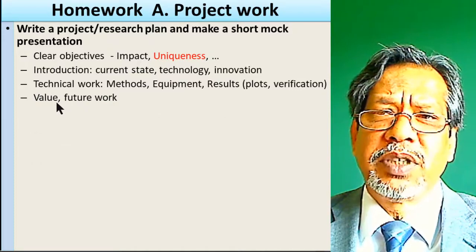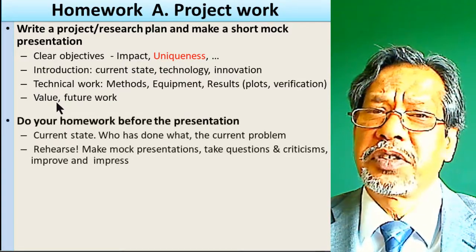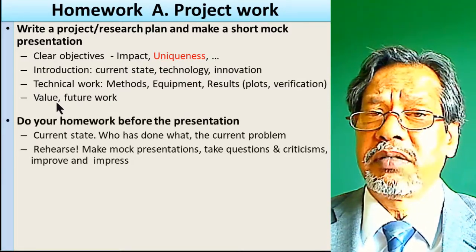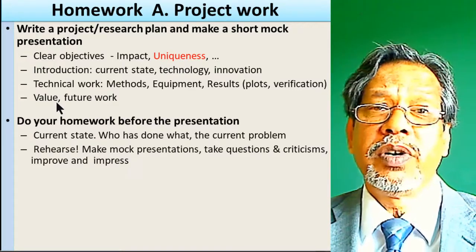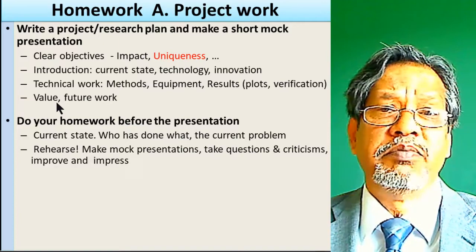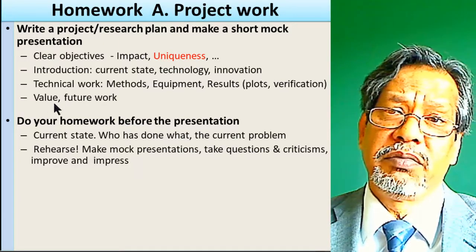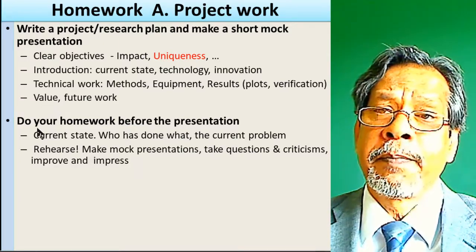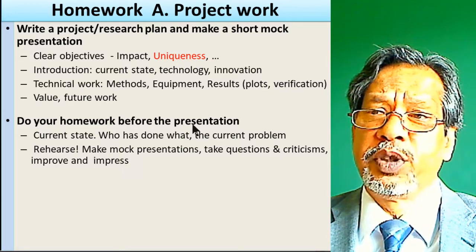Okay? Sometimes simple things can have so much value, you will not believe it. 10 years from now, maybe your work will be used by big industries and help millions of people. Okay, you got to declare that ahead of time. Do your homework before the presentation.